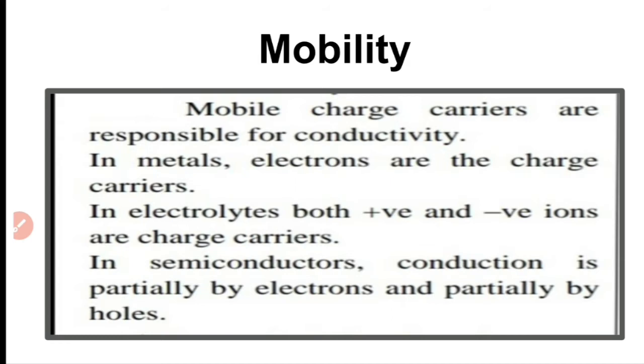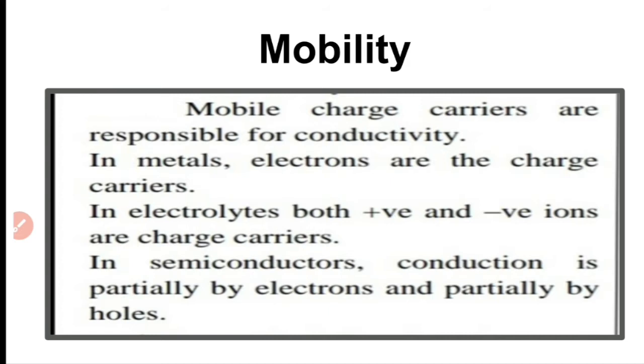Today our first topic of discussion is mobility. Mobility means there are different types of materials which allow the passage of current through them. In such materials, there are different types of charge carriers. In metals, the charge carriers are free electrons. In electrolytes, the charge carriers are positive and negative ions. Coming to semiconductors, there may be free electrons as well as holes, which are responsible for conduction.